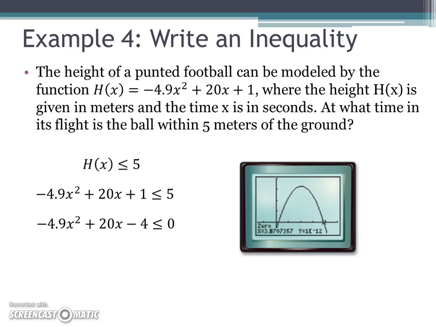Using a graphing calculator, we can find the zeros function. The zeros are about 0.21 and 3.87. And the graph lies below the x-axis. So it's x is less than 0.21 or x is greater than 3.87.